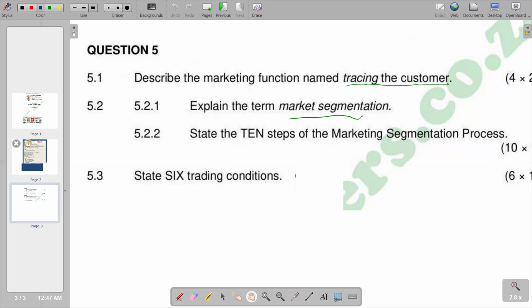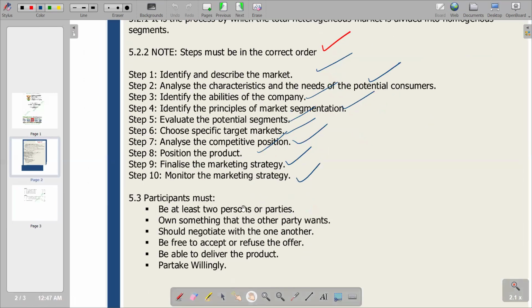So moving on, these are the conditions. Participants must be at least two persons or parties. That is very necessary. You should have something that the other party on the other end wants. You cannot hold something that the other party doesn't want, or there's no trading that is going to take place. Negotiate with one another. You should create a ground whereby you negotiate the terms of how you are going to trade, and accept or refuse the offer. You are not going to be forced to accept the offer. You are free to accept if you want it, and you join willingly. So very important.